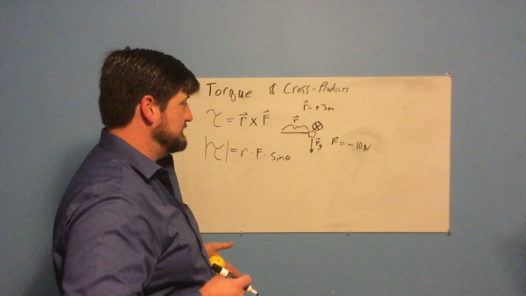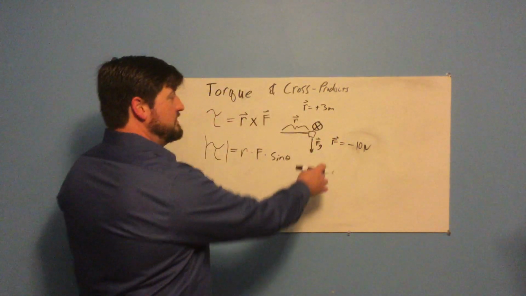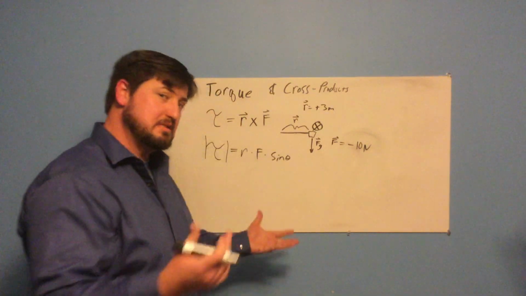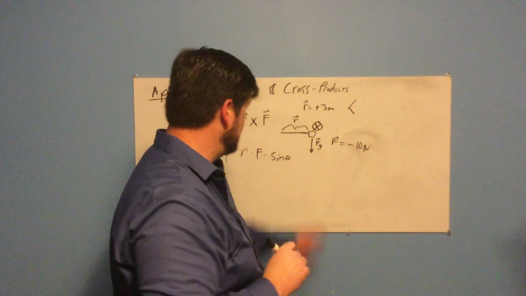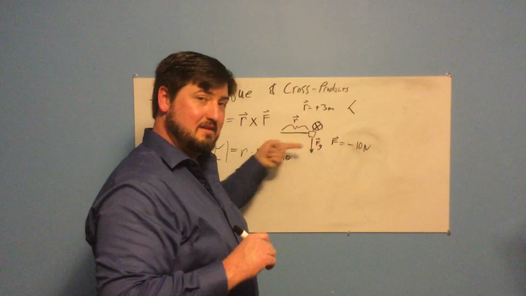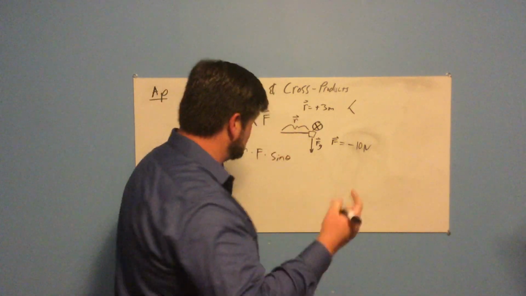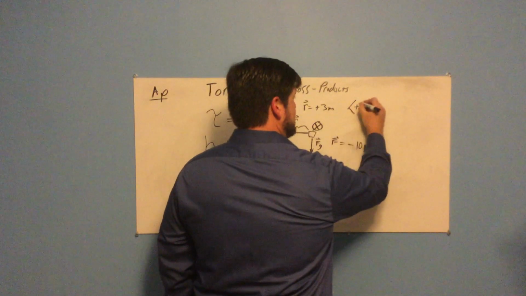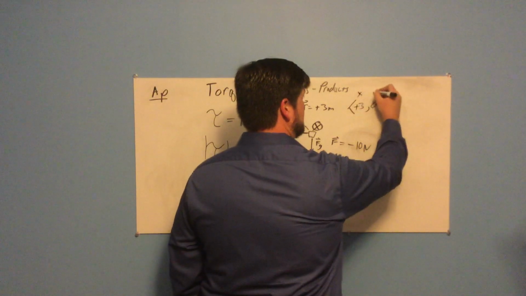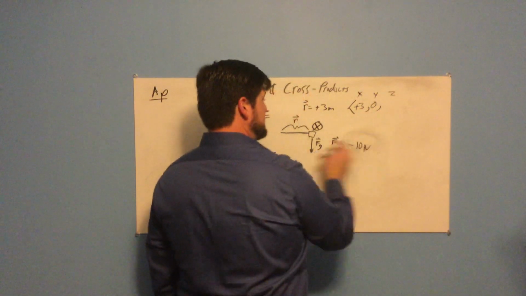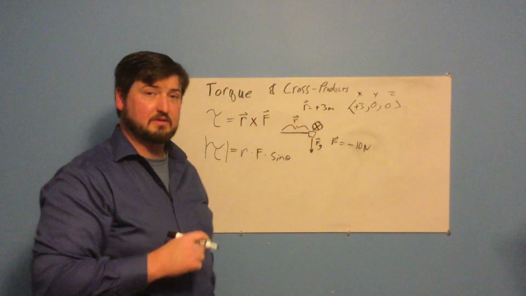Now, for doing an actual cross product, we have to consider the x, the y, and the z components of all of these vectors. So we're going to use vector notation. For this, r is entirely in the x direction, isn't it? There's no y and no z to that position vector. So for x, we get a plus 3. For y, we have 0. Here's our x, here's our y, and here's our z. For z, we also have a 0. That is our r vector.